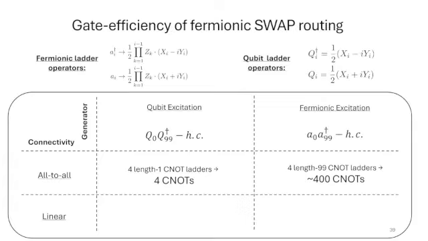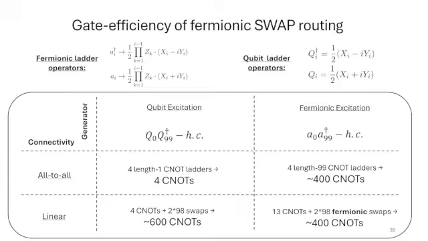What happens if we move to linear architecture? Well, now the qubit excitations require 600 CNOTs to be implemented. We need a lot of swap gates to bring qubits 0 and 99 together to implement this excitation. How about the fermionic excitation? Surprisingly, it requires the same number of CNOTs as before. This is because the fermionic excitation was already acting on a higher number of qubits, and we can actually perform the exchange more efficiently if we use fermionic swap gates as compared to regular swap gates, because they require fewer CNOT gates to be implemented.